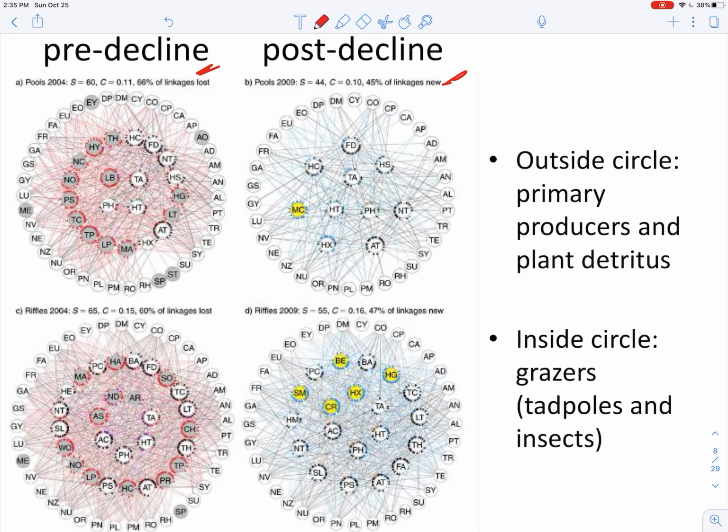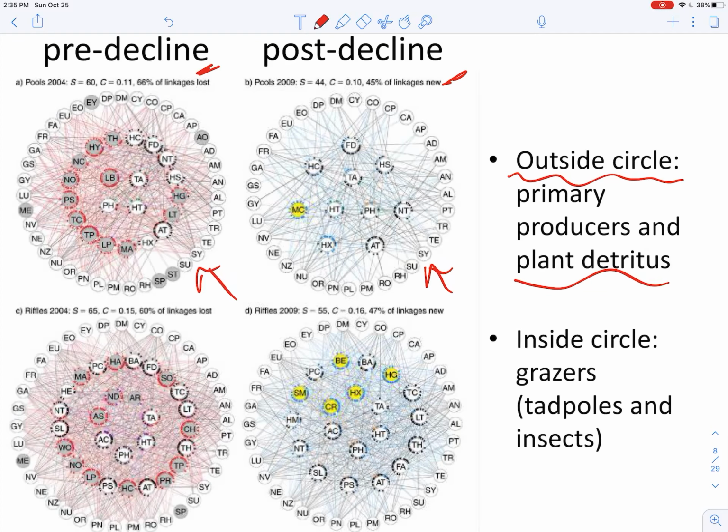And before we get into the nitty-gritty of the results of the study, what I want to point out is that this study focused on tadpoles as a consequence of chytrid fungus. So the outside circle that you're looking at here represents different species of primary producers, but also different species representing plant detritus.